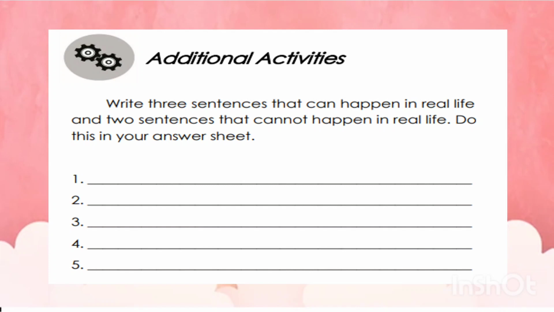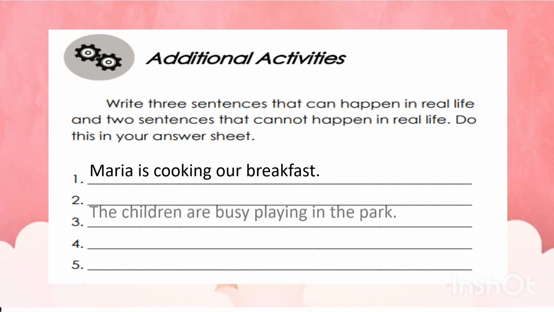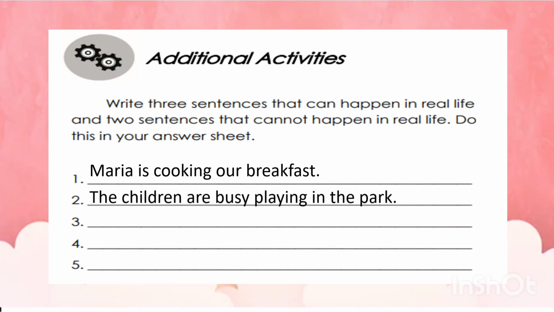Additional activities. Write 3 sentences that can happen in real life and 2 sentences that cannot happen in real life. Do this in your answer sheet. What are the answers? Very good. Real life: Maria is cooking our breakfast. The children are busy playing in the park. Aling Nena went to the market.